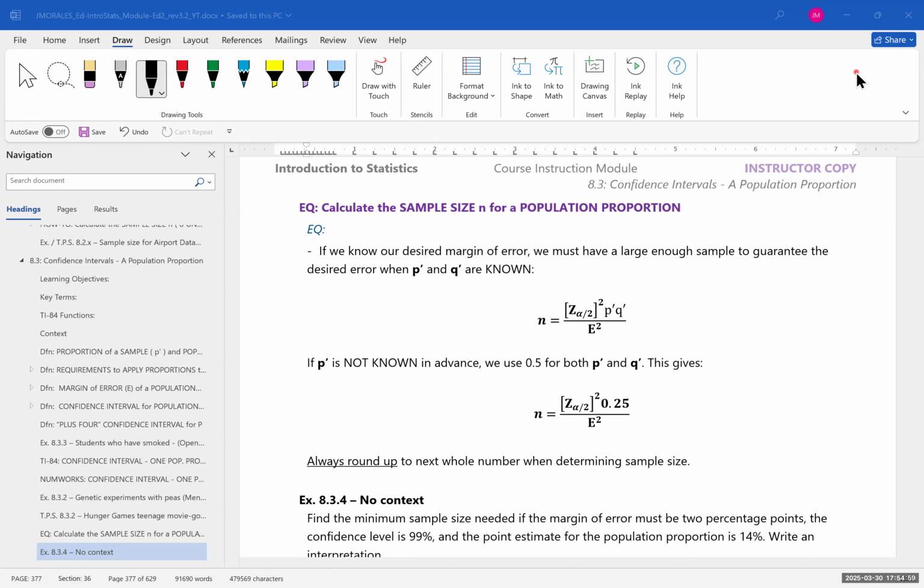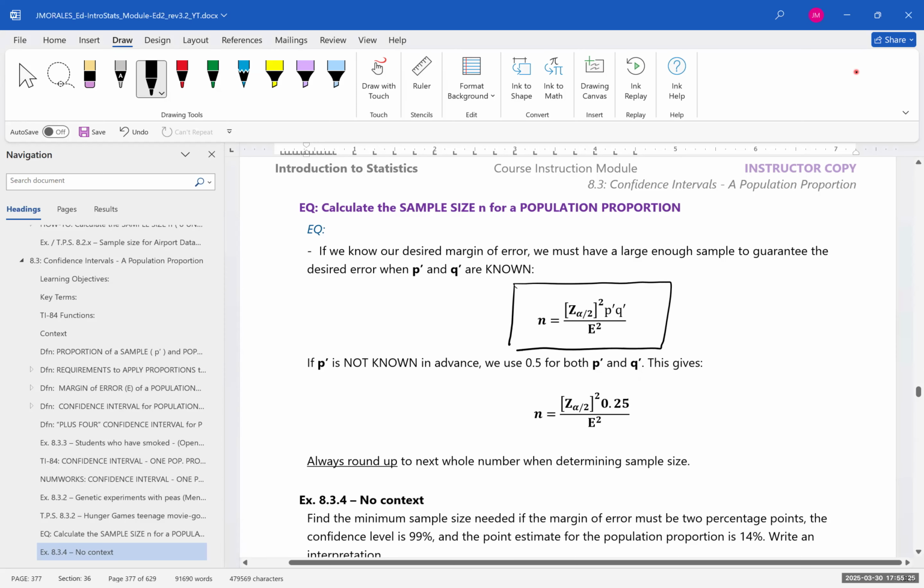All right. Just like we did in the previous sections, you'll want to be able to calculate the sample size given the margin of error and the confidence level that you desire in the work that you're doing, in the research that you're conducting, or the survey you're performing. So we can do that with population proportions as well. And you'll notice that there are two formulas here.